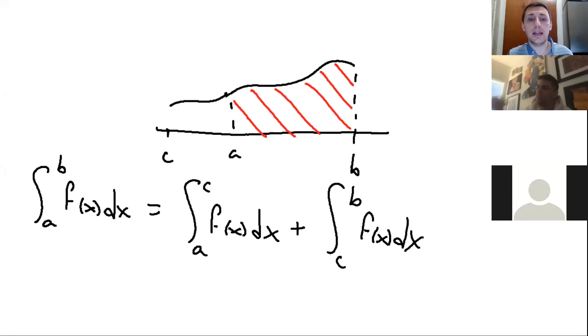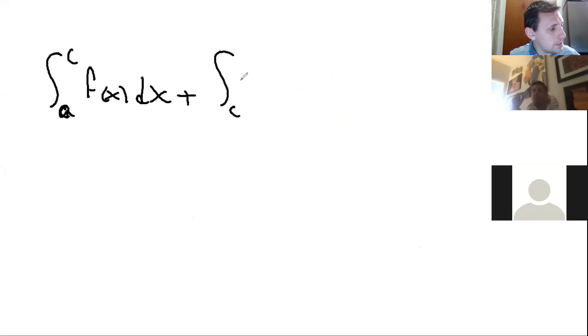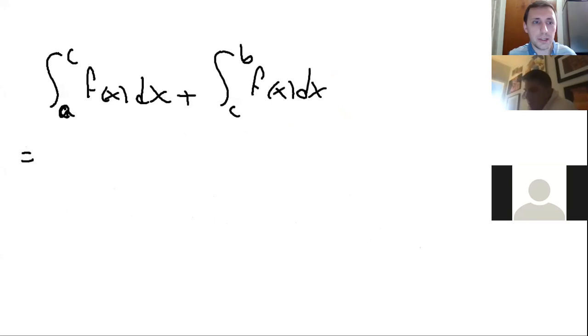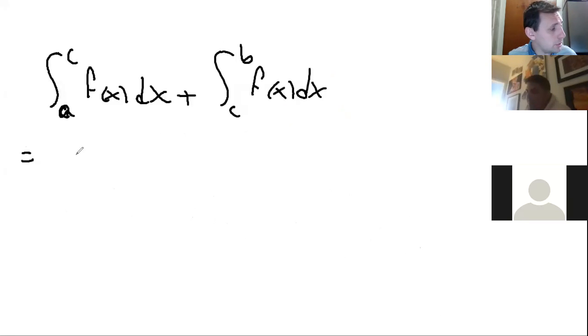Now C is less than A, so this integral can be written. So look at it. The integral from A to C of f of x dx, plus the integral from C to B, f of x dx, happens to be what? So C, look at the picture, guys. C is to the left. So the integral from A to C, that's one thing that you have to understand. It's the same as minus the integral from C to A, f of x dx.